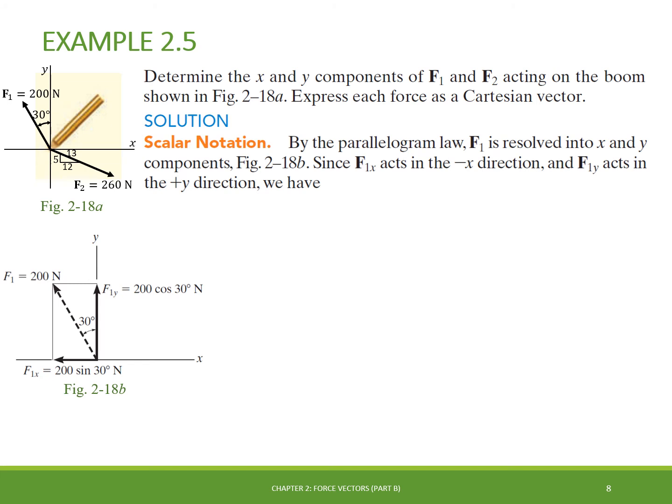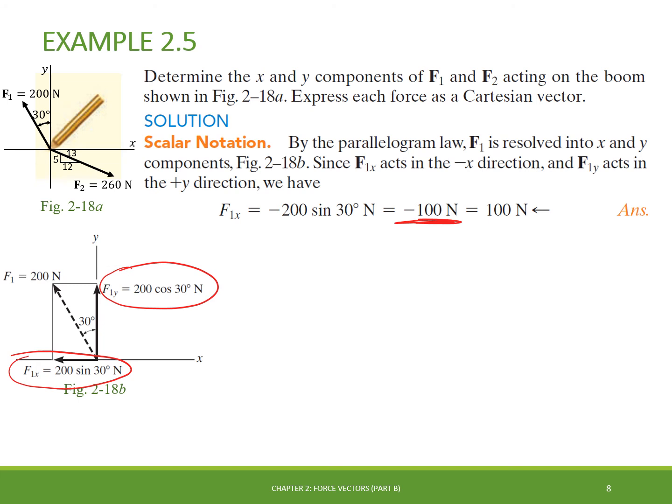To solve this problem using the scalar notation, we start by applying the parallelogram law to F1 to get its x and y components. One can observe that the x component can be found from the sine of the angle 30 degrees and acts in the negative direction. And this should be reflected in the answer as a negative scalar value for this component. On the other hand, the y component acts in the positive direction, and its magnitude is calculated using the cosine of the same angle, which results in a positive scalar value.